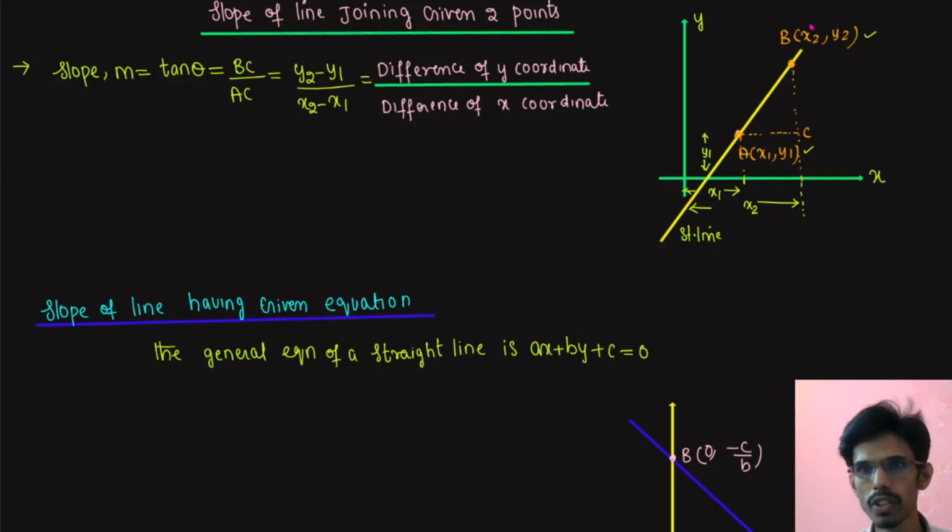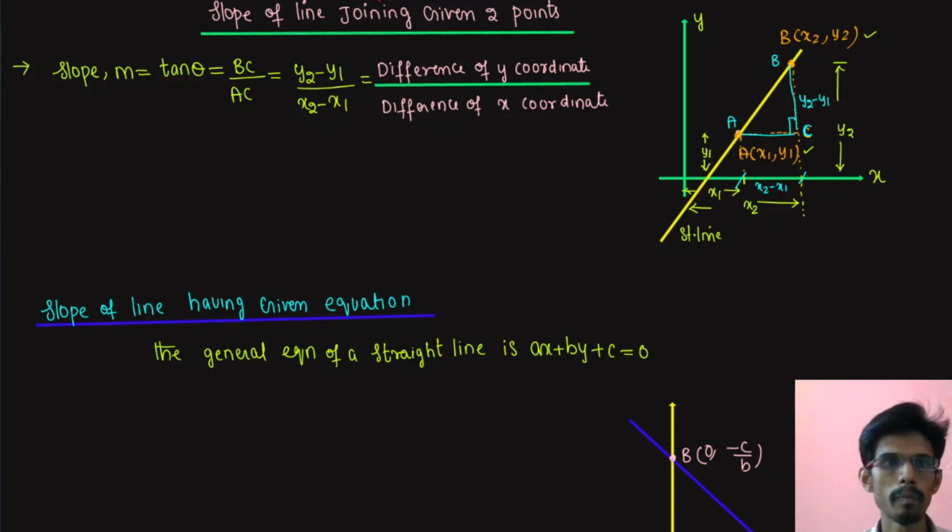Y2 means this one will be y2. Now if I see this, then this much portion will be x2 minus x1, and this portion will be y2 minus y1, the difference. So we got the lengths of this triangle ABC. This is a right angle triangle with lengths AC and BC.